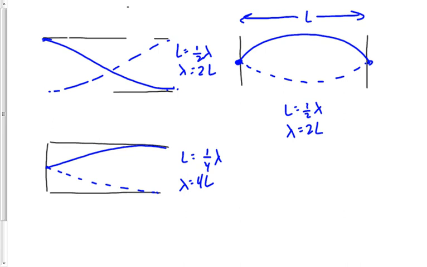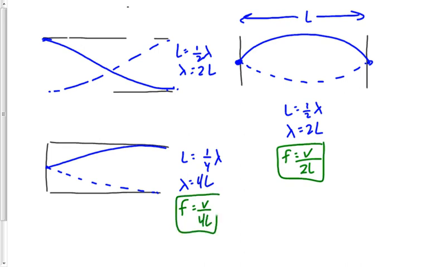And then we take our wave equation that we learned way back before Christmas, seems like forever ago now, almost a month ago, and then we sub in lambda, or 2L, or 4L, or whatever it is, for lambda. So it's going to be F is equal to V over lambda, or V over 2 times L. This one would be F is equal to V over lambda, or V over 4L. And this one would be V over lambda, or V over 2L.